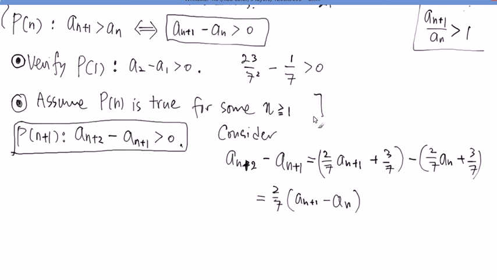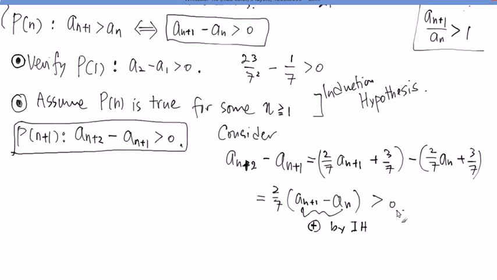So here's a time where we use this statement, which is called the induction hypothesis. This is the step where you use the induction hypothesis, IH. Do you see? What is the statement Pn? a(n plus 1) minus an is greater than 0, right? So we know this is greater than 0 by what reason? Because of the induction hypothesis, so by IH. Is that right? Therefore, a positive times 2 over 7 is still positive. Therefore, it's positive. Correct? So I showed that Pn plus 1 is also true, using Pn and some algebra. Correct?